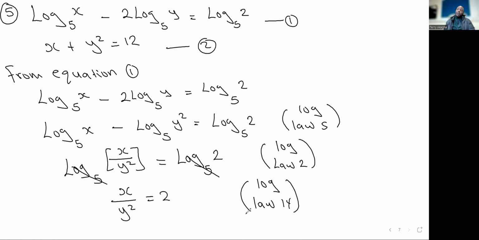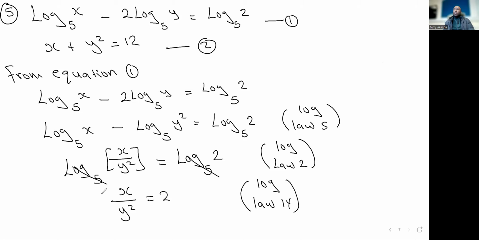So you have to go back and have a look. Remember law 14, I told you that when you have log to base a of m is equal to log to base a of n, if they have the same thing, you can cancel it out, and m is equal to n, right? I told you that. So that was what I just applied here. So now we have x divided by y squared is equal to 2.